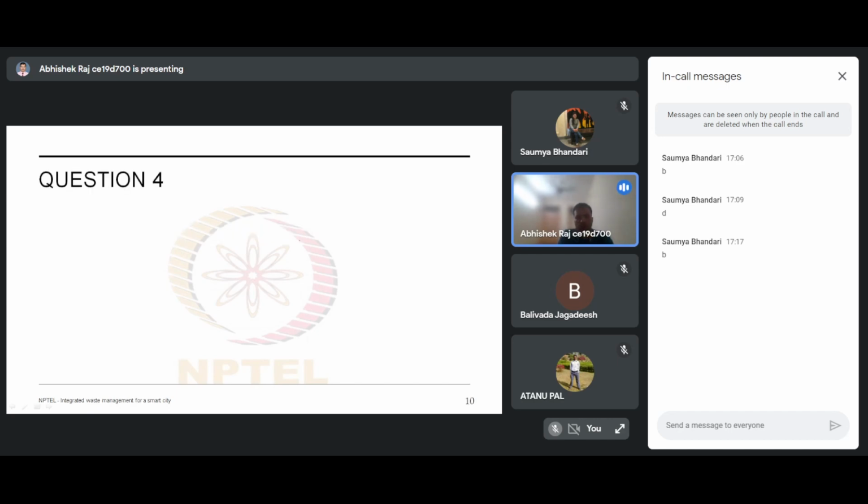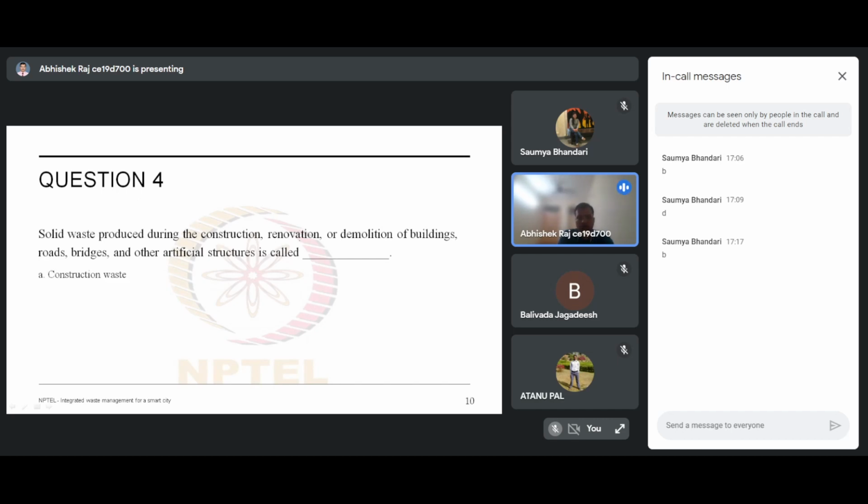Moving on to question number 4. Solid waste produced during the construction, renovation or demolition of buildings, roads, bridges and other artificial structures is called: construction waste, demolition waste, construction and demolition waste, or municipal solid waste. Can we have some responses? Okay, let's see.